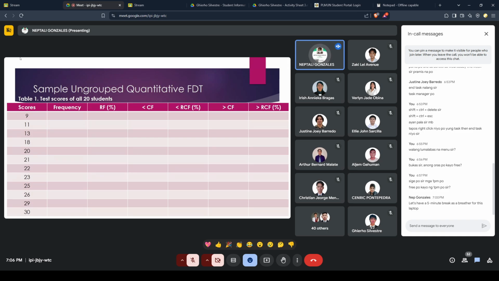And the ungrouped quantitative FDT will only involve frequency, relative frequency, less than cumulative frequency, less than relative cumulative frequency, the greater than cumulative frequency, and the greater than relative cumulative frequency. So here are the only parts of the ungrouped quantitative FDT, unlike the grouped, which has the number of classes, the range, the class size, the lower limit, upper limit, class marks, through class boundary. So here, there are only a few of the column headers.